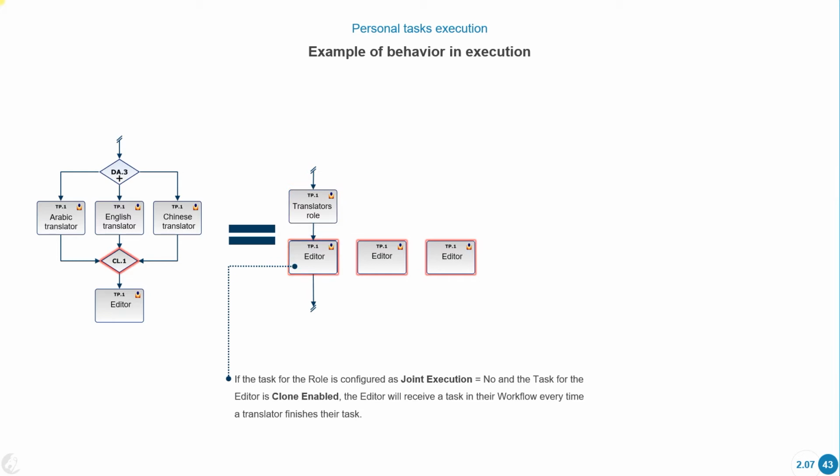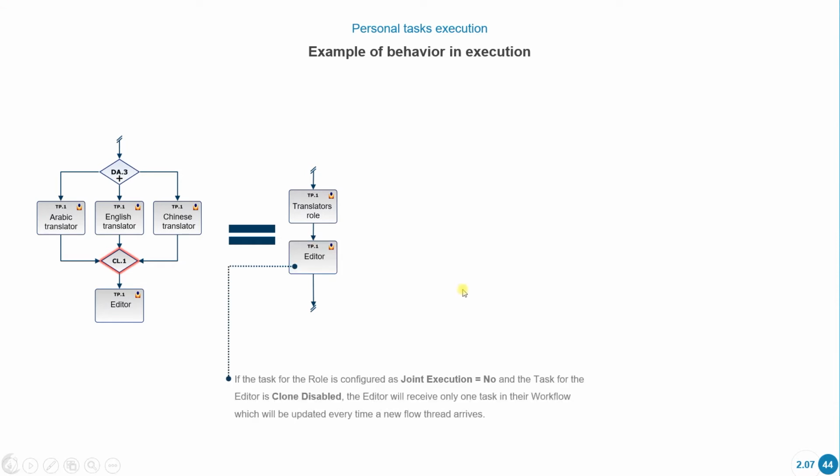What happens if we change it to clone disable? Then the editor will receive one task in the workflow, which will be updated every time a new flow thread arrives. As we can see here. Let's go to the application now.